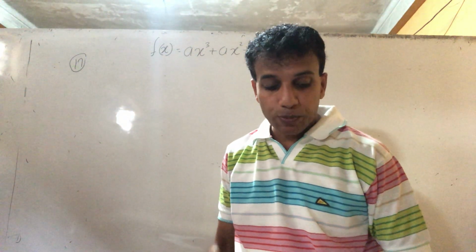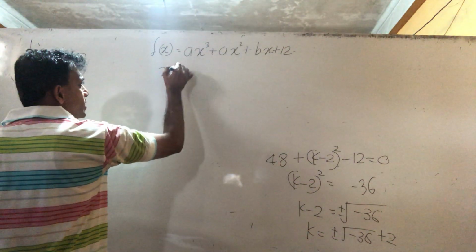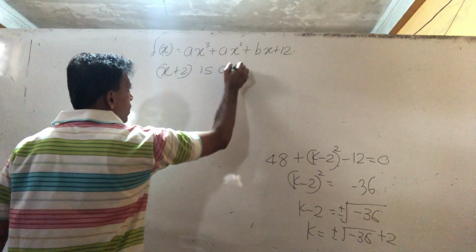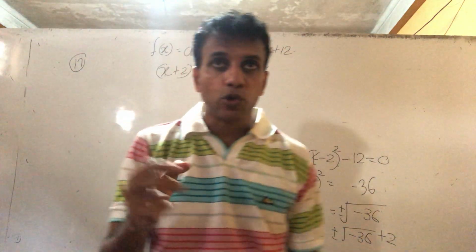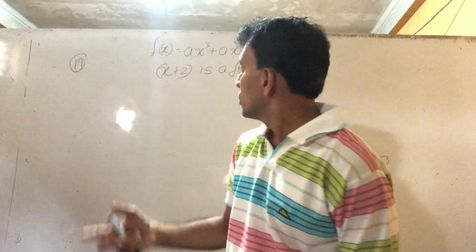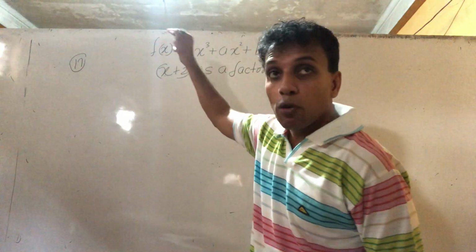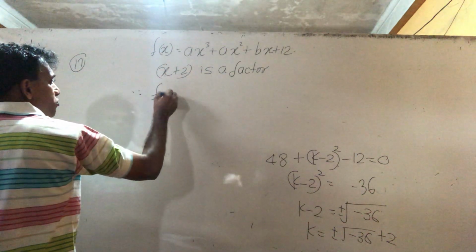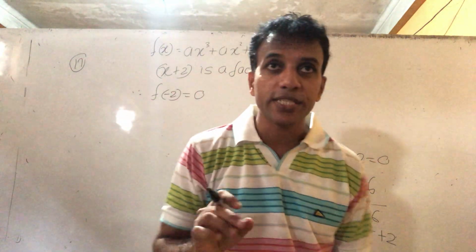They said x plus 2 is a factor. You can write it this way: given that x plus 2 is a factor. Therefore, for the newcomers, no matter, we learn a couple of questions today. From that, you continue the process. So what the factor theorem says: x plus 2 is a factor, meaning if you put x as minus 2, it becomes 0. Therefore, f of minus 2 is 0.